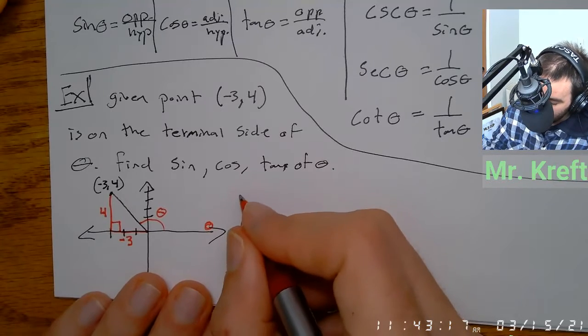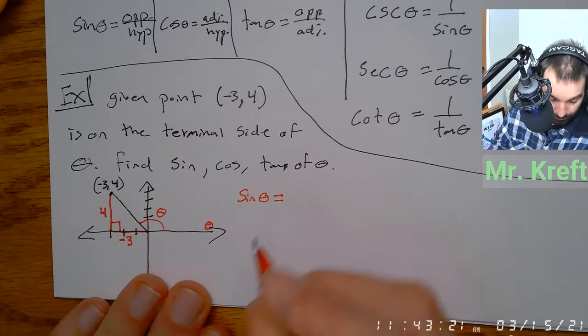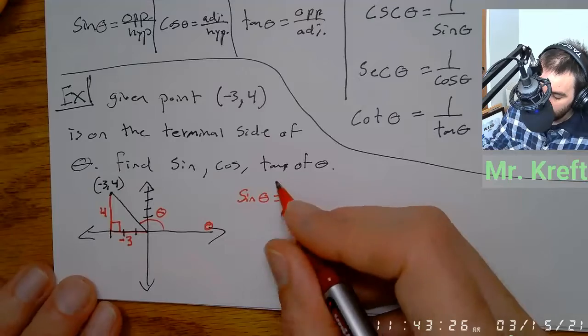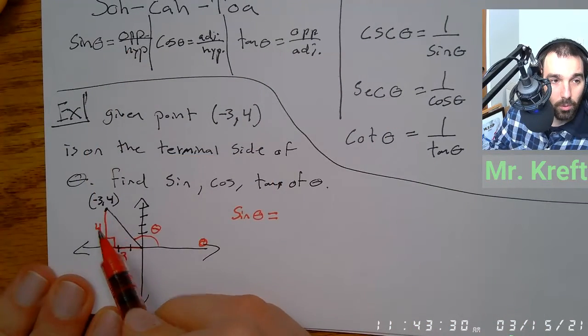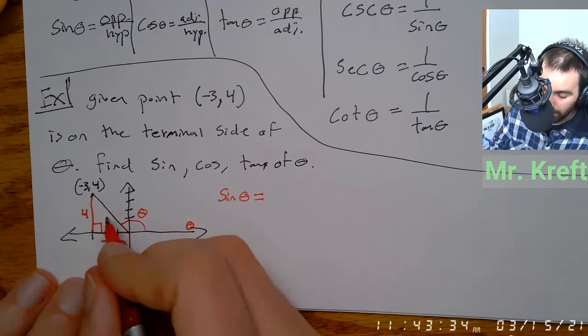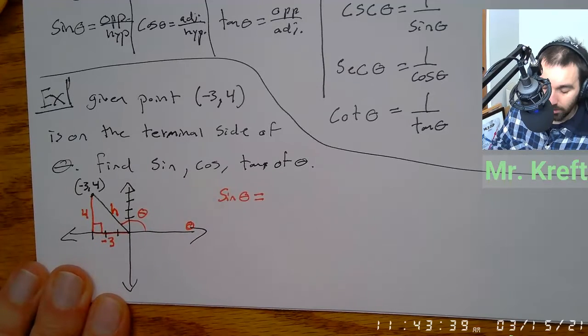Okay. So sine of theta, right, is going to be, what do we have here? Opposite over hypotenuse. So it's going to be 4 over, we need the hypotenuse, don't we? So how am I going to find the hypotenuse? So the hypotenuse here is h.